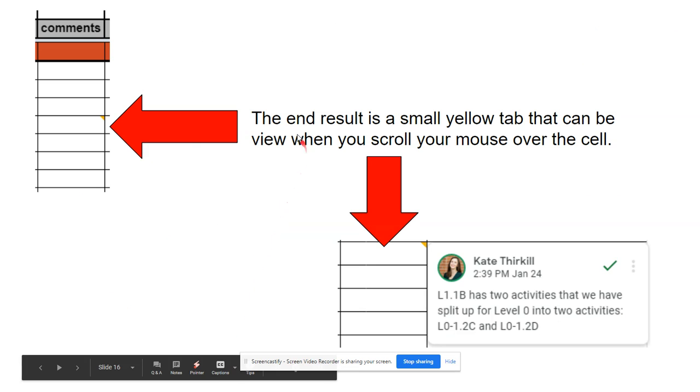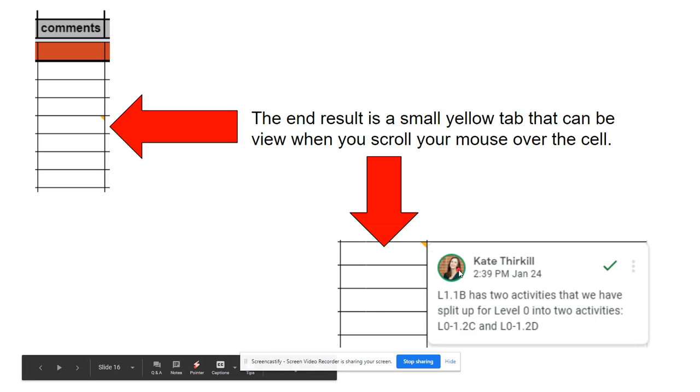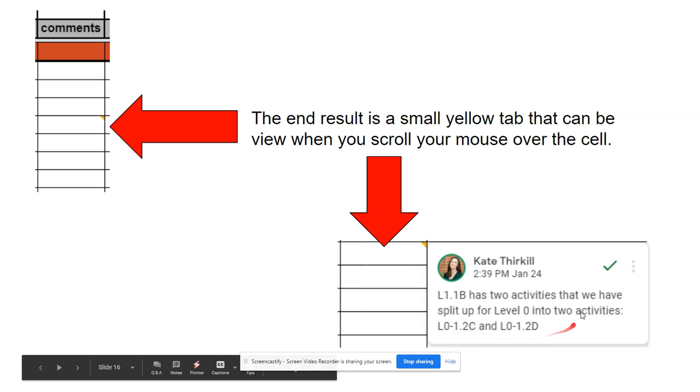In any case, we want you to use comments, the action comments, to put comments only in the comments column. This makes it so when you scroll over it, you know where the comments are, and it really just frees up the space for writing on the sheet. So the end result is a small yellow tab that can be viewed when you scroll your mouse over the cell. And you can leave comments about anything to do with that form in this comments column.